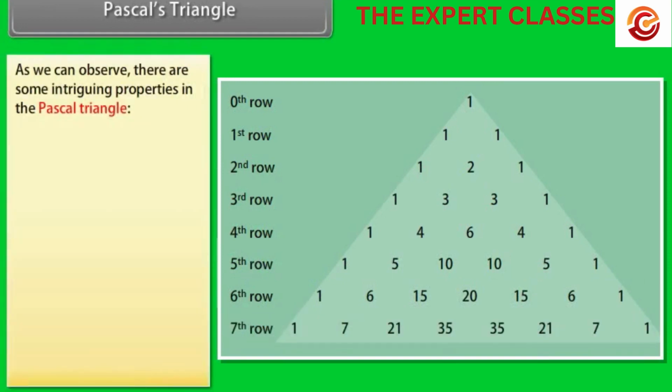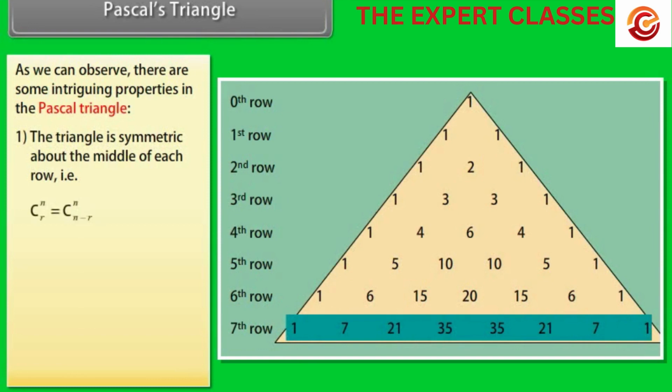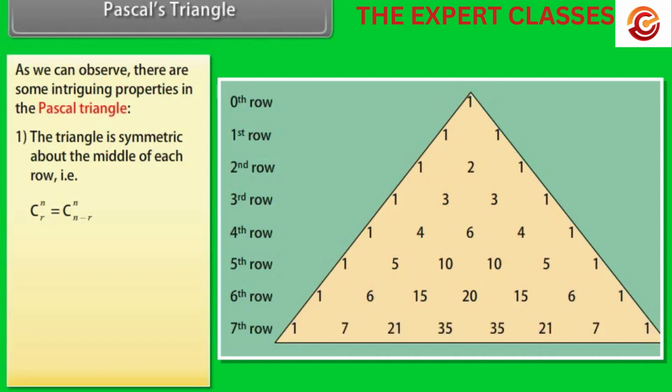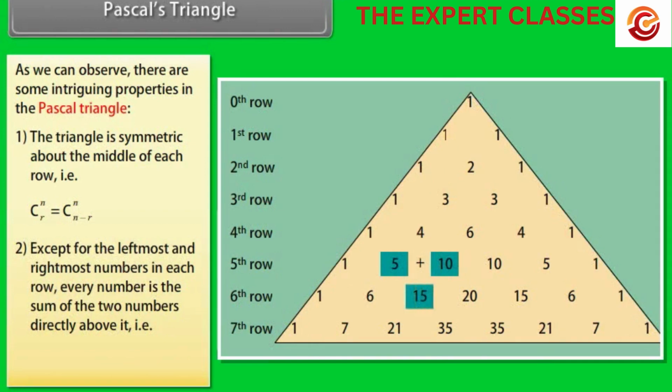As we can observe, there are some intriguing properties in Pascal's triangle. The triangle is symmetric about the middle of each row, that is, nCr is equal to nC(n−r). Except for the leftmost and rightmost numbers in each row, every number is the sum of the two numbers directly above it. That is, nCr is equal to (n−1)C(r−1) plus (n−1)Cr.